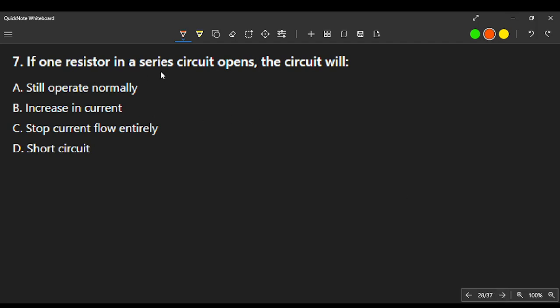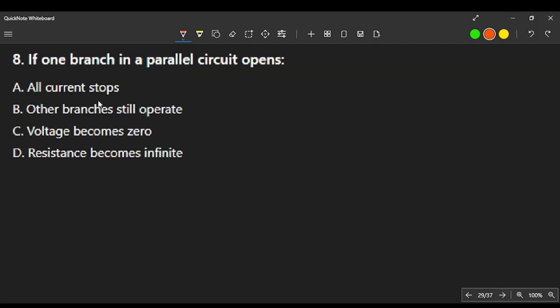Next, if one resistor in series opens, the circuit will stop the current flow entirely. That is series. When one is missing or busted, our circuit will be cut off, so there will be no current flowing in our circuit. If one branch in the parallel circuit opens, all current stops, other branches still operate, voltage becomes 0, resistance becomes infinite. So the correct answer for this one is letter B. All other branches also operate.